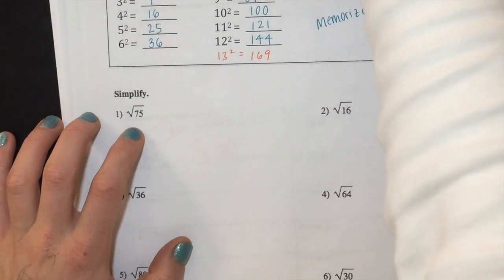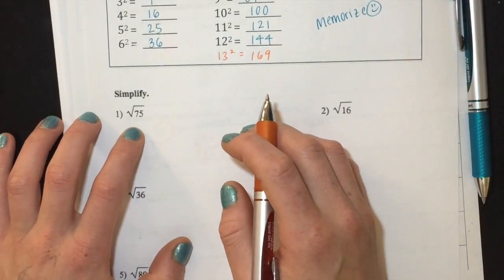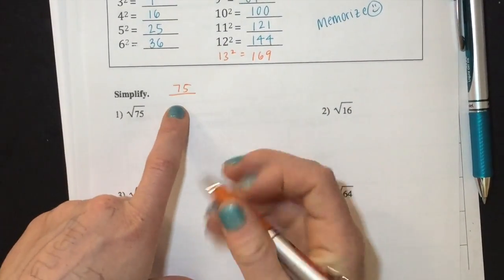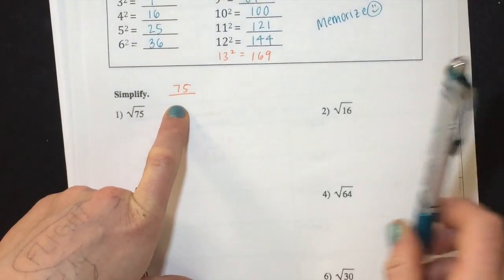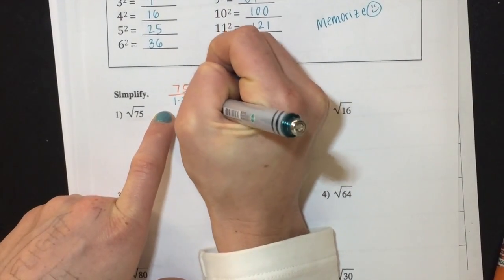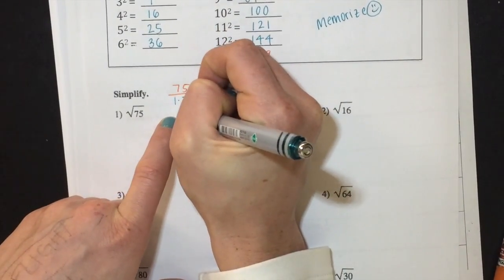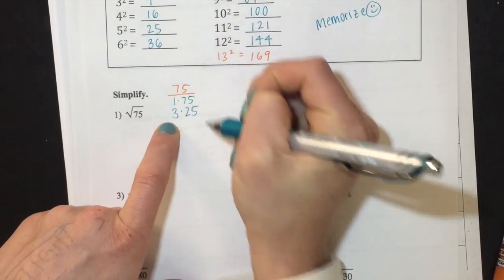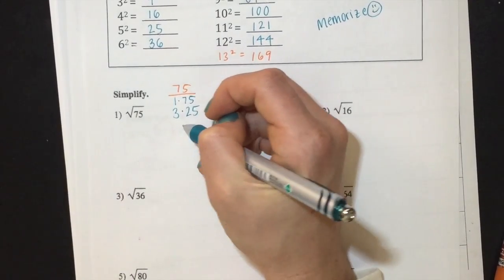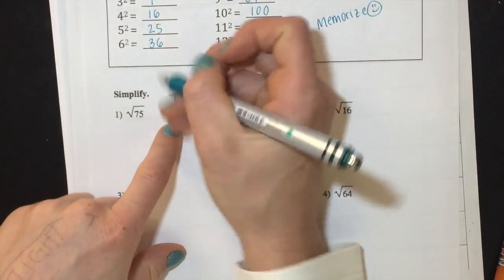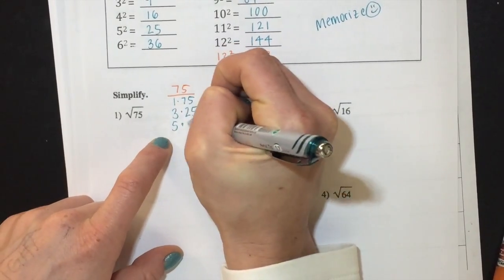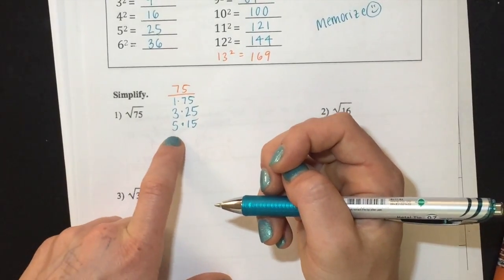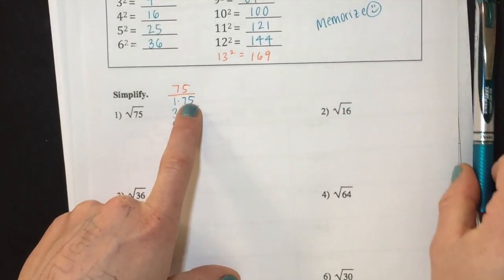Simplify the square root of 75. The first thing you do is you write all the factors of 75. So let's think. What numbers multiply to give you 75? I always start with 1. So 1 times 75. Is it divisible by 2? No. How about 3? Yes, 3 times 25. 4, no, it's not divisible by 4. It is divisible by 5, though. 5 times 15. 6, no. 7, no. 8, no. 9, I think that's it. These are all the factors of 75.